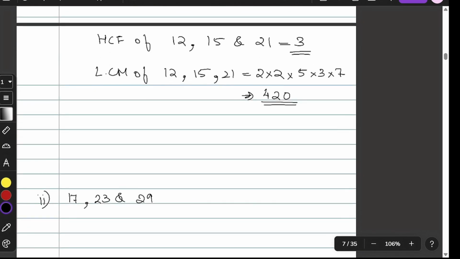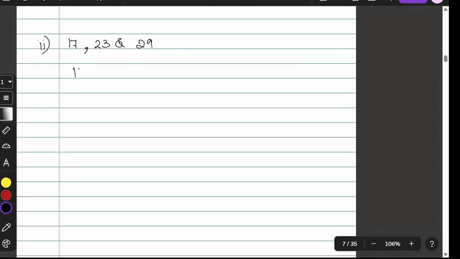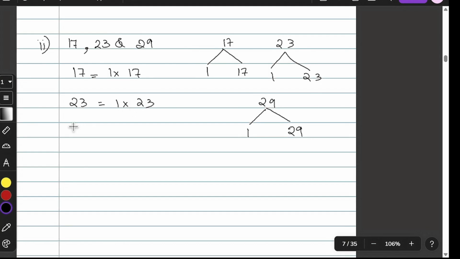Then next one is 17, 23, 29. For that again I will write the factors of 17. 17, if I am writing, I can only write using 1 into 17. 23 again, I can only write like 1 into 23. 29 also the same. In the case of 29, I can only write using 1 into 29.